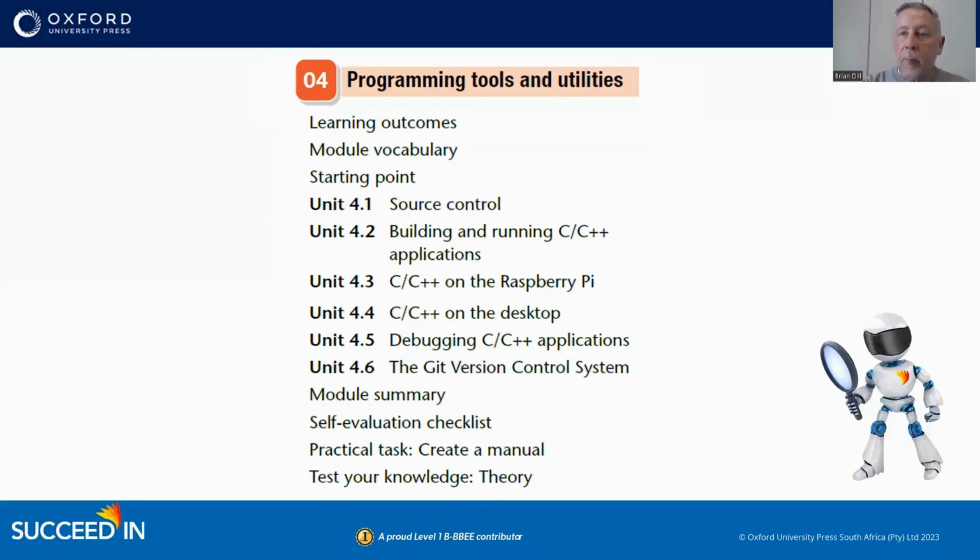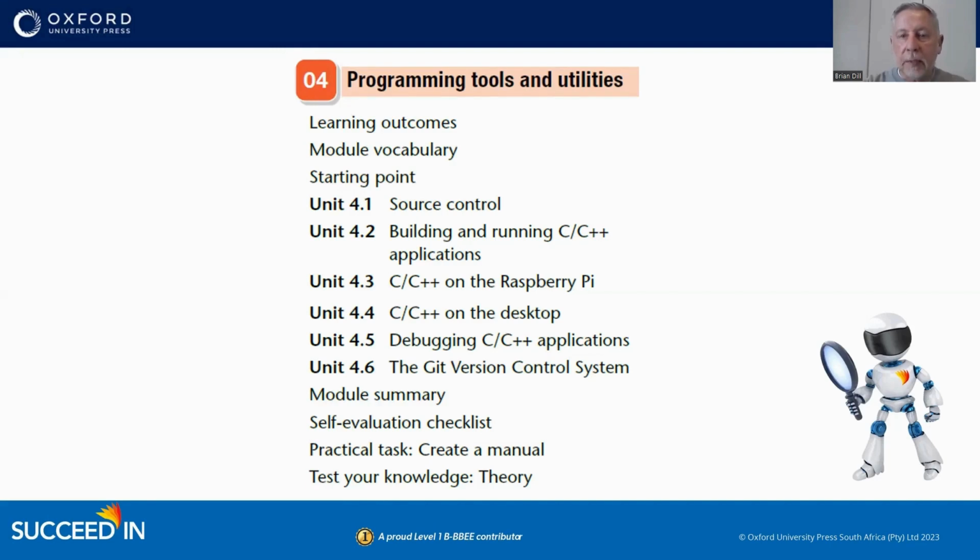Then topic 4, programming tools and utilities. This links back to programming level 2, where there was a similar topic that dealt with version control systems, source control systems, which was quite theoretical in the level 2 course. And here in our level 3 course, it is now getting to an actual hands-on use of a version control system. So Unit 4.1 really just revises the concepts around source control and version control.